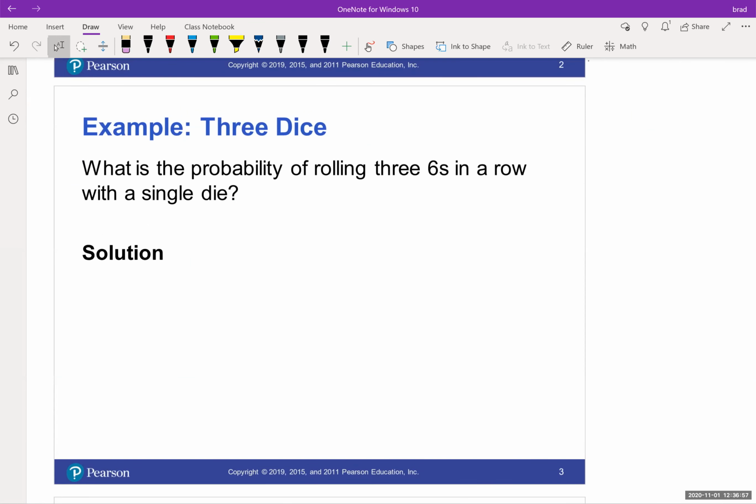So suppose we're going to roll 3 dice. What is the probability of rolling 3 sixes in a row with a single die? So you pick up a die, you roll it once, you pick up the die again, you roll it again, and then you pick up a die again and you roll it again. So that's what we're talking about. So the probability of rolling a 6 and 6 and 6. They picked a bad number, 666. That's unfortunate. Okay, so we're going to do the probability of rolling a 6 times the probability of rolling a 6 times the probability of rolling a 6.